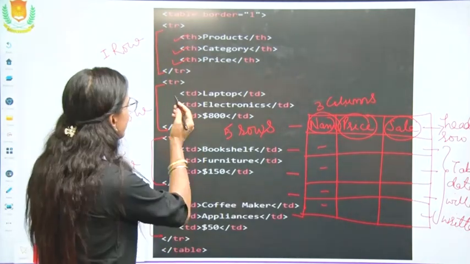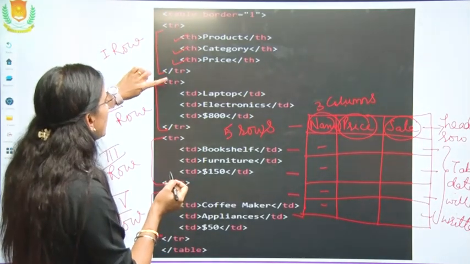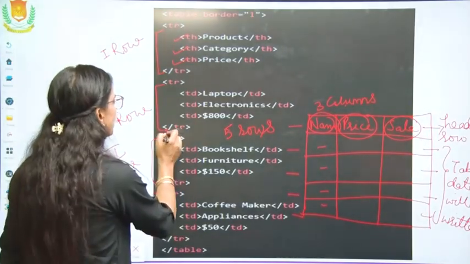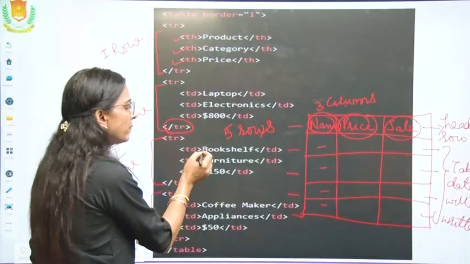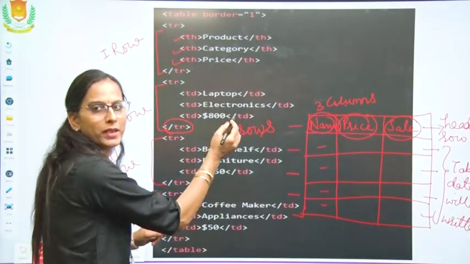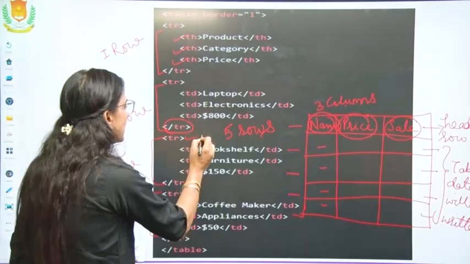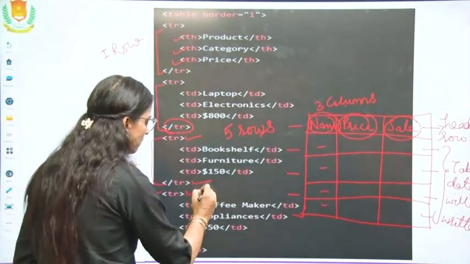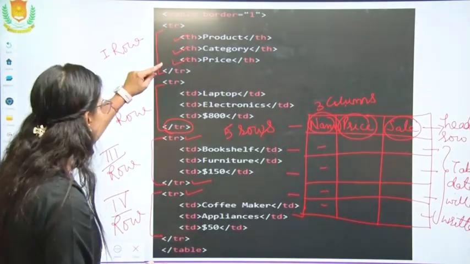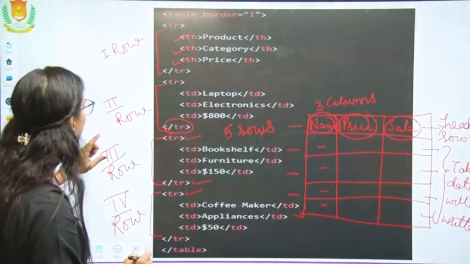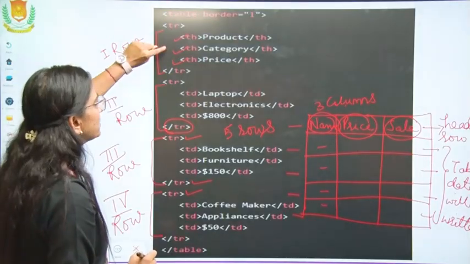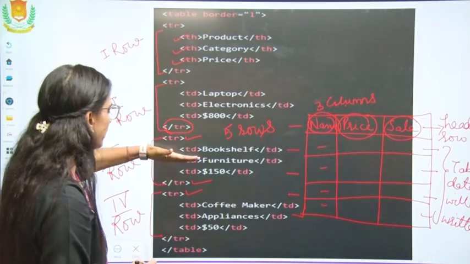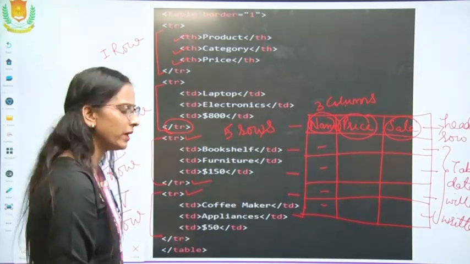Every time we have to start a row with the TR tag, close with the TR tag, then another TR. As this TR is closed, the data specified after this will be moved to a new line because we started with a new TR tag. Then this TR will be closed. Again we started with another TR. So it shows that this table contains 4 rows. One is the header row, the table heading, and these three rows are where the data will be displayed.